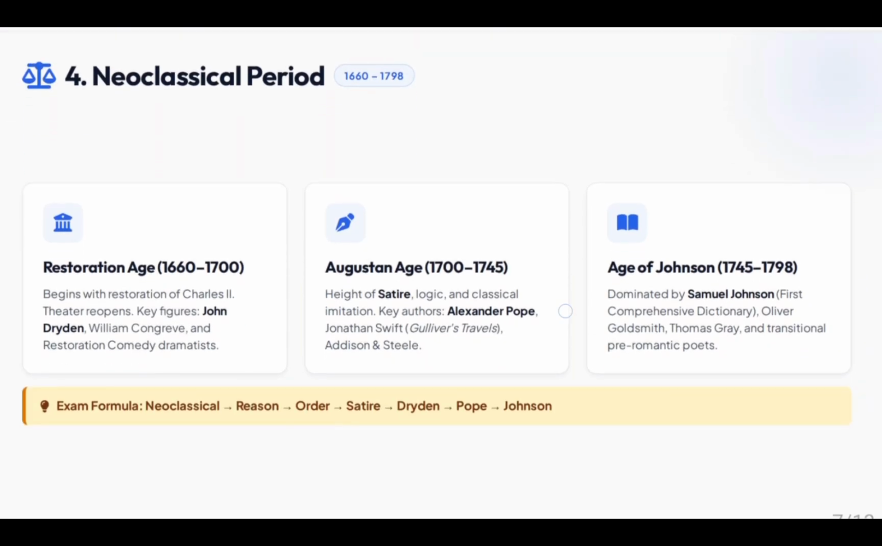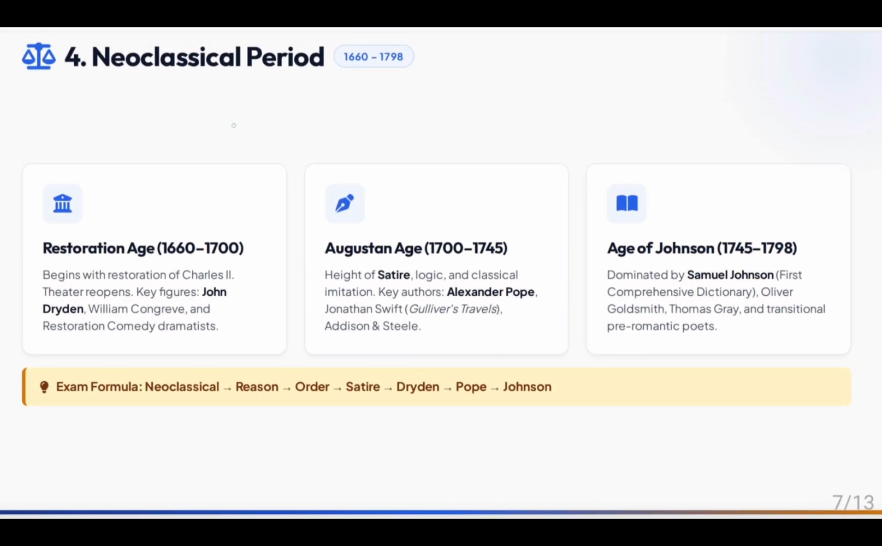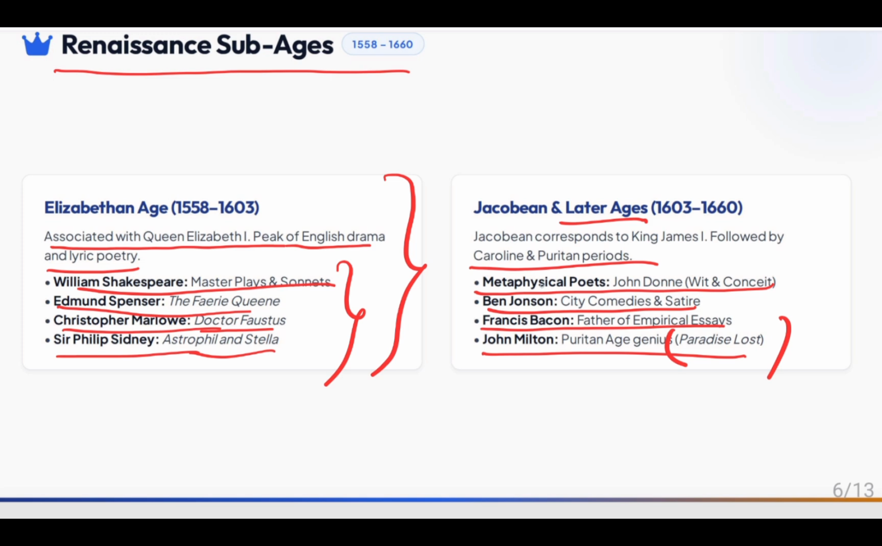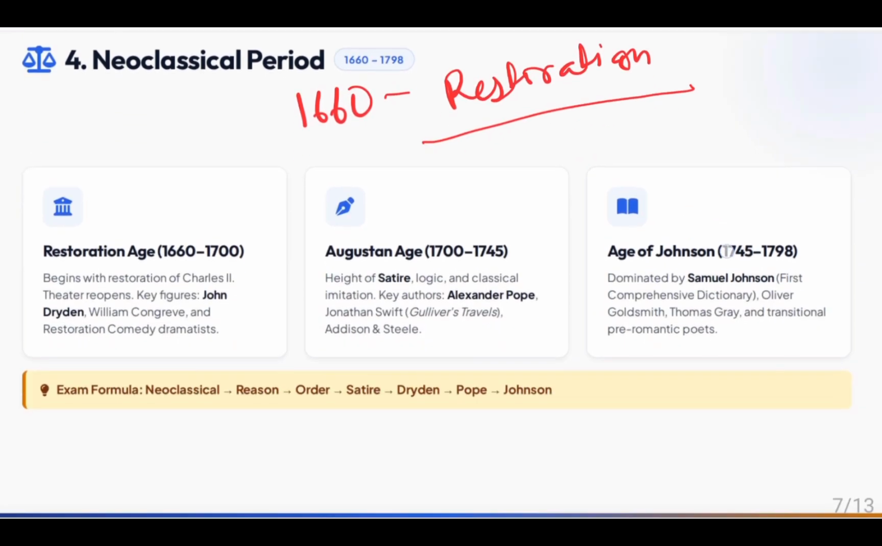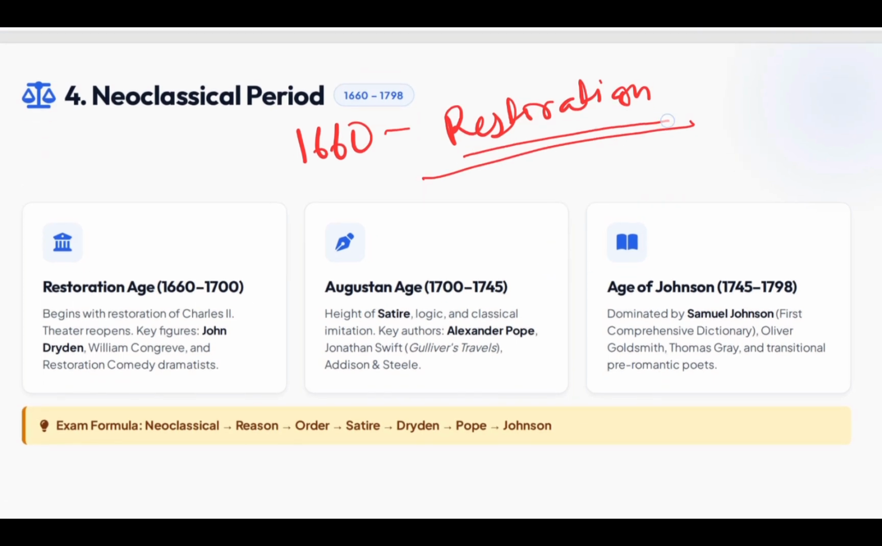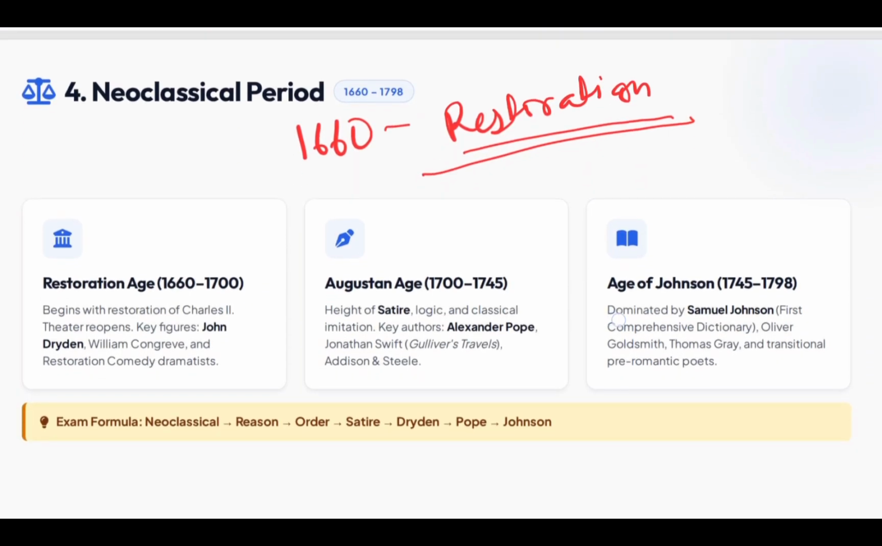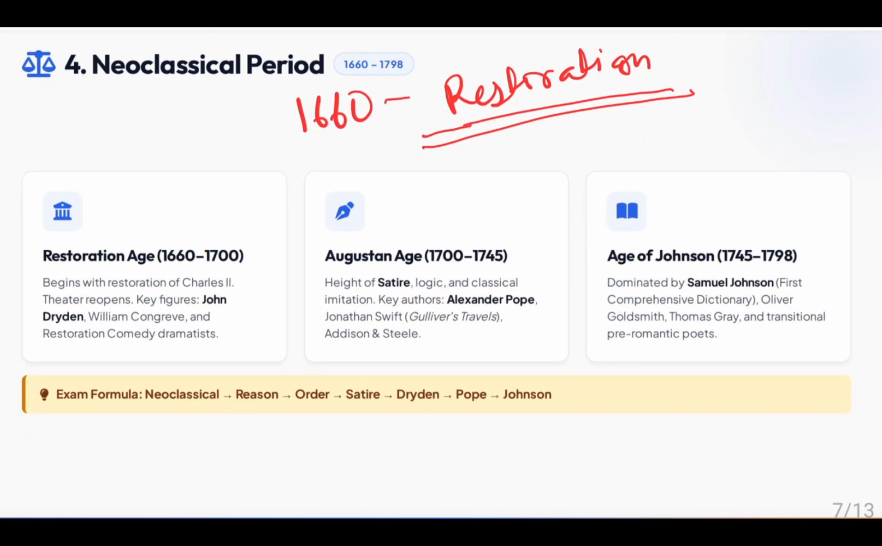when we study the Puritan age. Then comes the Neoclassical age, or with 1660 the Restoration. Why is it Restoration? During the Commonwealth period or Puritan age, there was no king, so again monarchy was restored, that is why this is the Restoration age. At that time there was no king in Britain, but here kingship was restored. It begins with the restoration of Charles II. In the Caroline age, Charles I was the king. In the Restoration age it is again Charles II.